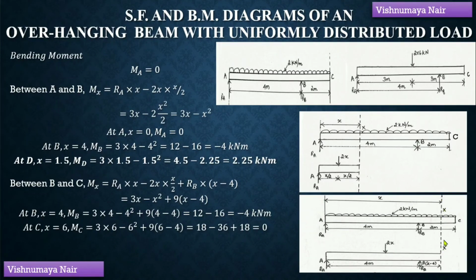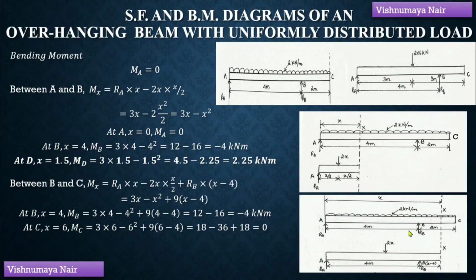Therefore, the resultant moment at this section will be equal to Ra into x, where x is the perpendicular distance between Ra and the section, minus 2x into x by 2, where x by 2 is the perpendicular distance between 2x and the section, plus Rb into x minus 4, because x minus 4 is the perpendicular distance between the section and the reaction force Rb, which is equal to 3x minus x square plus 9 into x minus 4.